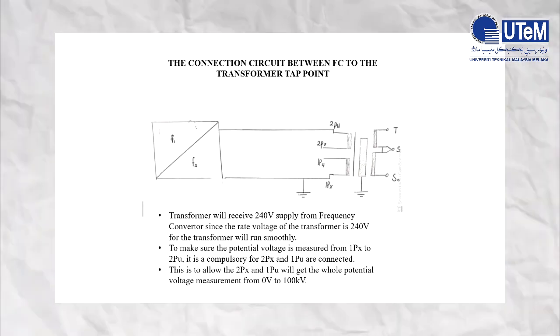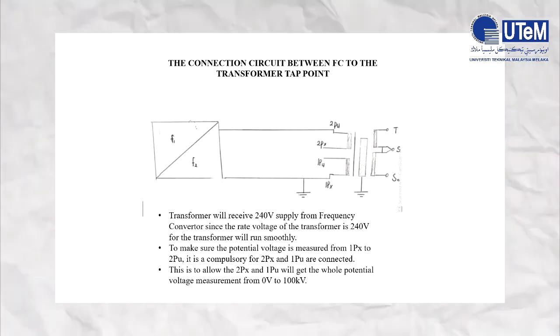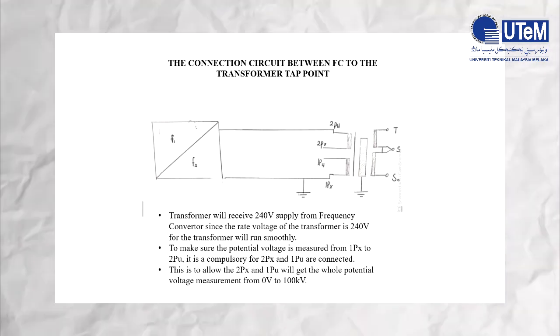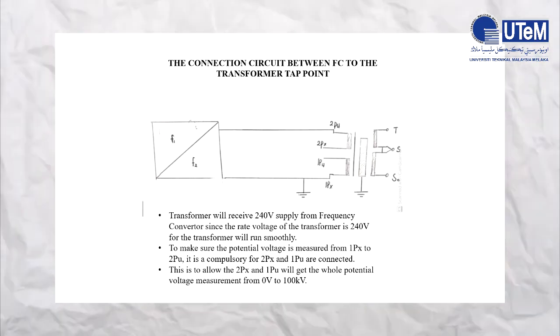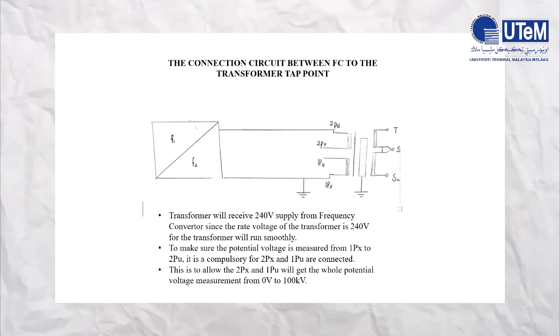Next, to make sure the potential voltage is measured from 1 pu to 2 pu, 2 px and 1 pu need to be connected so that 2 px and 1 pu will get the whole potential voltage measurement.